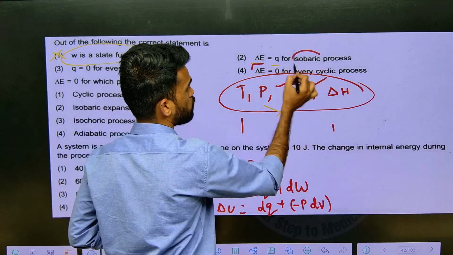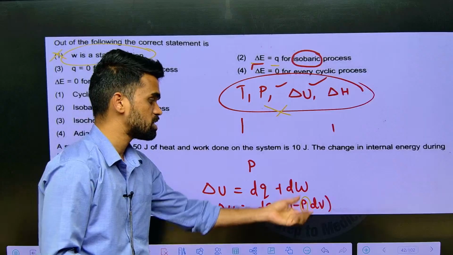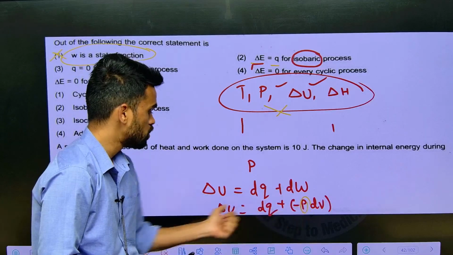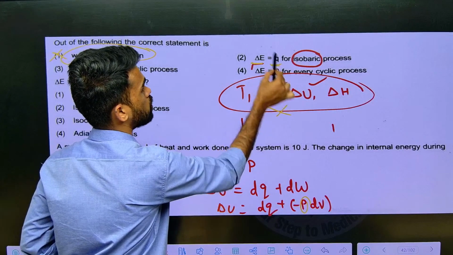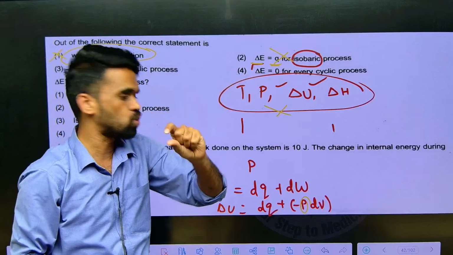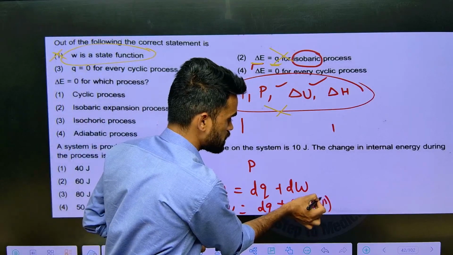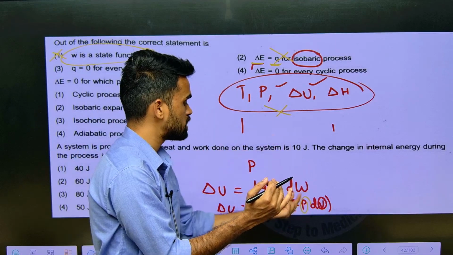So during an isobaric process, pressure is constant. There is no change. If pressure is constant, you just put that value over here. So this should be the final equation. But they are giving delta E equals Q only. No, this won't work. This will be the case when it is an isochoric process. It means if volume is constant, change in volume will be 0. So this second term becomes 0.